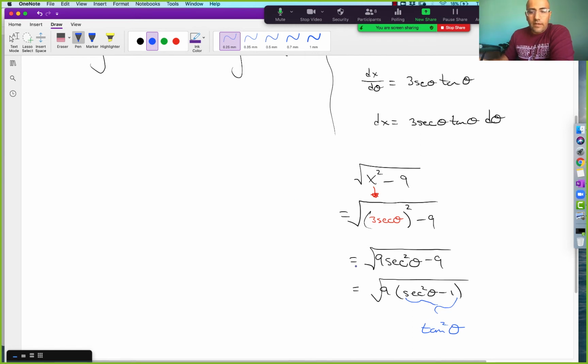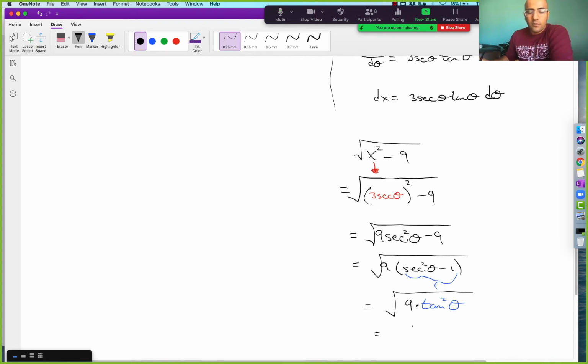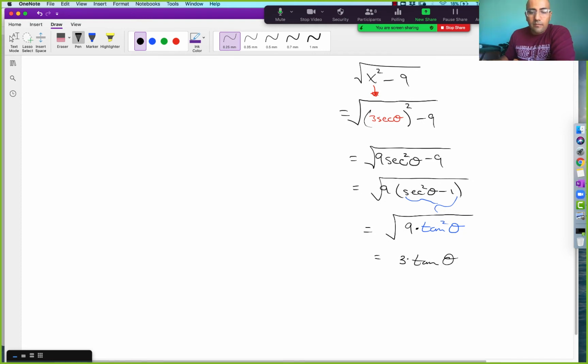And so this becomes equivalent to the square root of 9 times tangent squared theta, which then just becomes 3 tangent theta. And note that, okay, let me take one more step here to make sure that this part is clear. I'm going to separate this here.